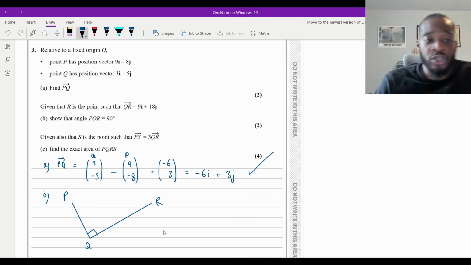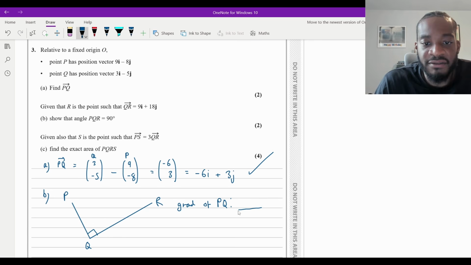So what we're going to do is work out the gradient of PQ. Now we know the vector PQ because we did it in part A. It's minus 6i plus 3j. So what does that actually mean? It means that I'm going to go 6 units to the left, that's minus 6, and then I'm going to go 3 units up, like that. So therefore, the gradient is just rise over run, isn't it? 3 over minus 6.